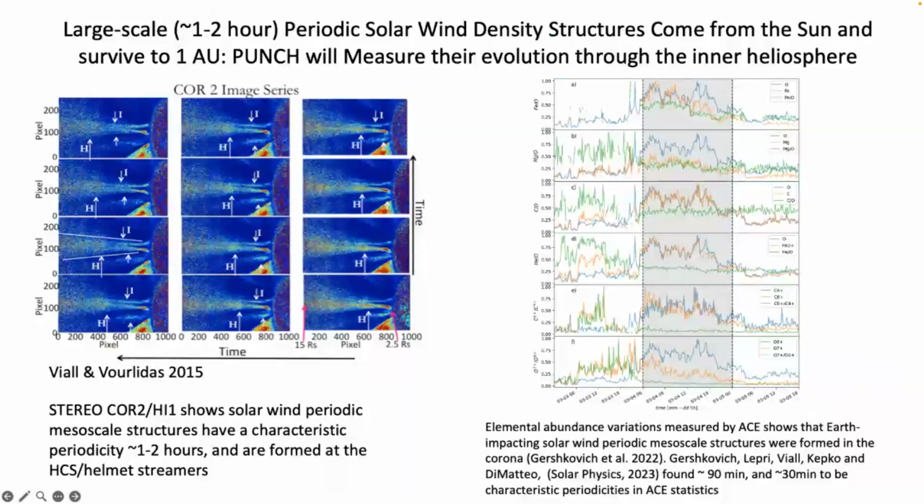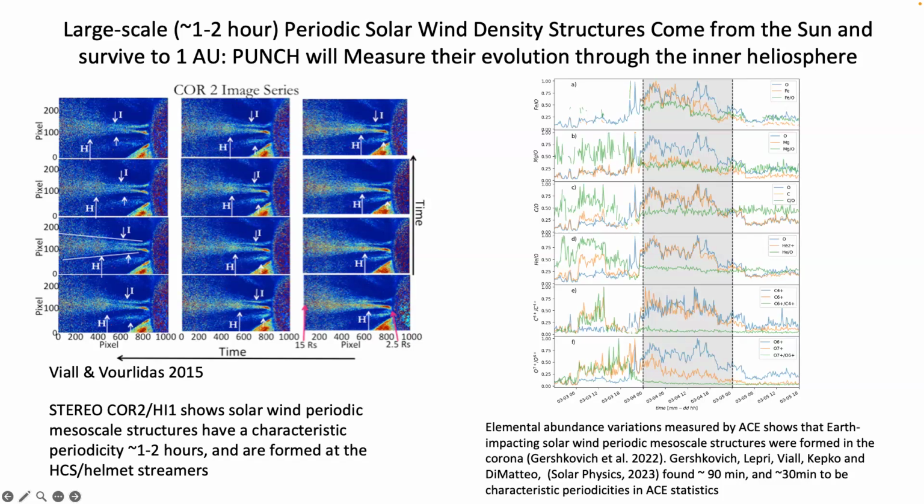As I said, we know some of these for sure come directly from the sun because of the way the sun makes the solar wind. Here's a set of images where we literally see this particular kind of mesoscale structure, called periodic density structures, coming off the helmet streamer. Like I said, from compositional measurements in situ at 1 AU, we know these things survived to Earth's magnetosphere, and we know that they came from the sun.